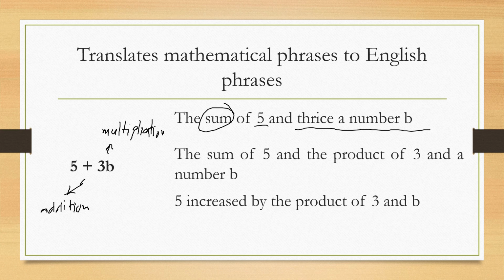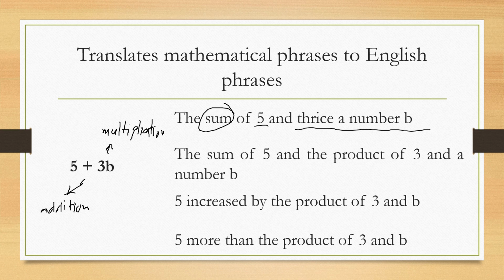So yung 5 daw magi-increase sa product ng 3b or ng 3 and b, kaya magiging 5 plus 3b. So yun po. And then 5 more than the product of 3 and b. Okay, so ayan din po, pwede rin po yan. So since yung more than is associated with addition, so pwede po yan. So increase by, more than, and then sum, and then also we have more words associated with addition, so pwede pa rin natin siyang gamitin.